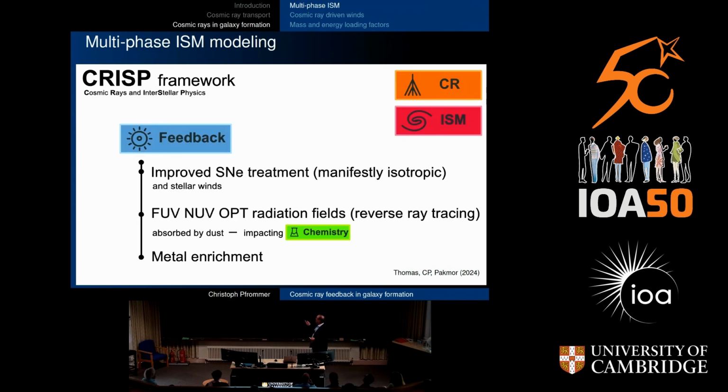So this feedback part has an improved supernova treatment, which is manifestly isotropic. I can tell you that's not trivial at the resolution we can afford for simulating these galaxies. We have to account for stellar winds. And again, this model uses radiation transfer for the far UV, NUV, and the optical radiation fields using a reverse ray tracing, including dust, including metal enrichment.